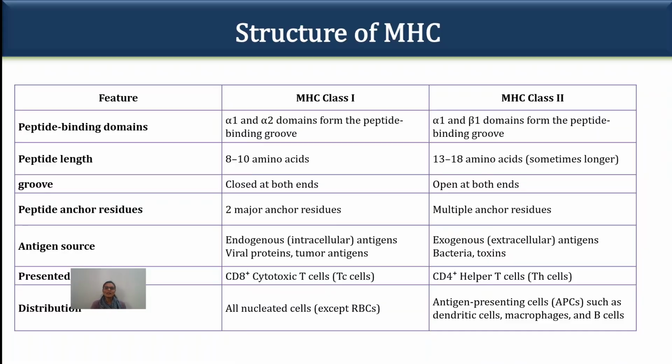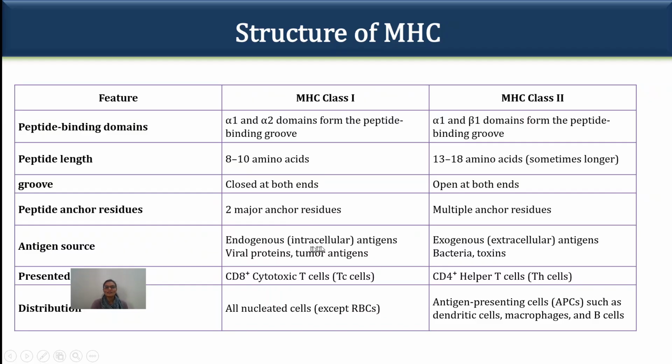So let's quickly compare, a summary of this lecture. The peptide binding domain is between alpha 1 and alpha 2 in class 1, and alpha 1 and beta 1 in class 2. Peptide length is 8 to 10 amino acids in class 1, and in MHC class 2 it is 13 to 18 amino acids. The groove is closed at both ends in class 1, and wide open at both ends in class 2. In class 1, two major anchor residues are present, while in class 2 multiple anchor residues are present.